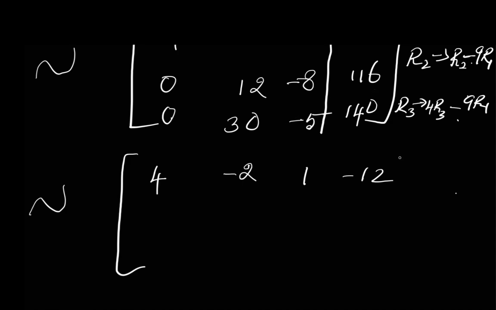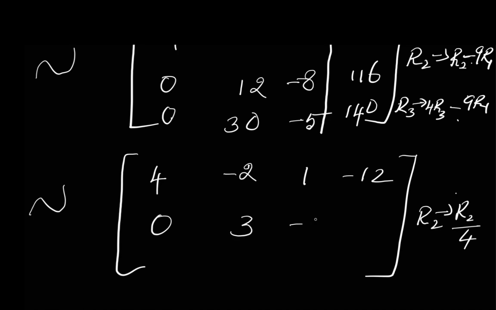116. So 4 divides all these values. 4 is the common factor. So what I do, R2 is R2 by 4. I divide each element by 4. 3, minus 2, 2 4s are 8. 2 4s are 8. Remainder 3, 9 4s are 36, 39.